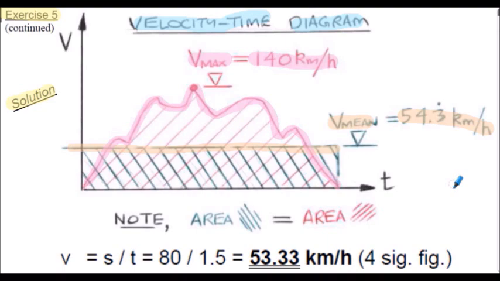So the average velocity or average speed is essentially a fictitious value. It assumes the vehicle remained at the constant speed of 54.3 kilometers per hour in this case throughout the entire journey, which we know of course is not practical.